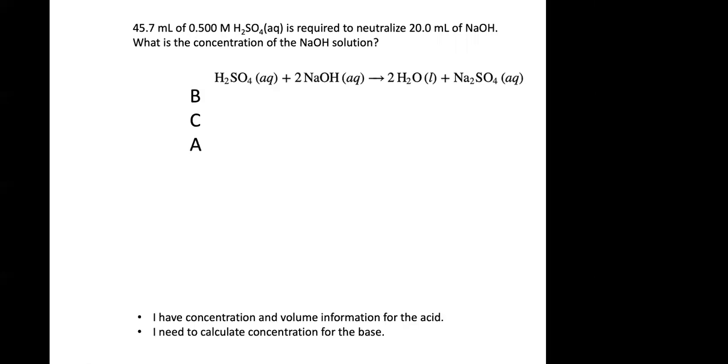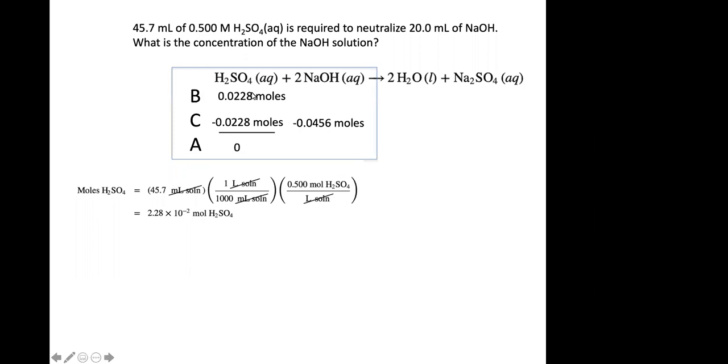Now, I'm going to work this through and see how we could use either a BCA table or the worked example in the book. I think exactly the same ideas are involved. Within here, I have all of the information about the sulfuric acid. I know the concentration and volume, and with concentration and volume, we can get number of moles. Now I know how much sulfuric acid I'm starting with. I'm going to use it all up.